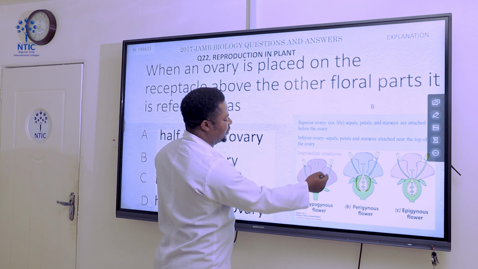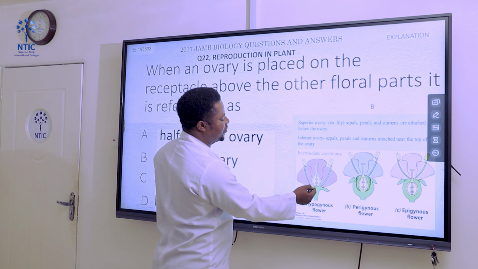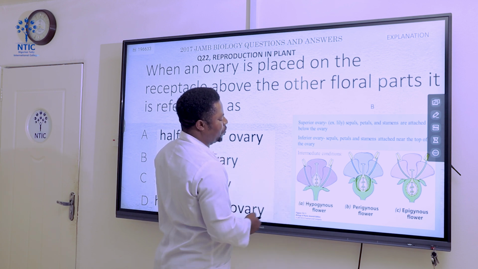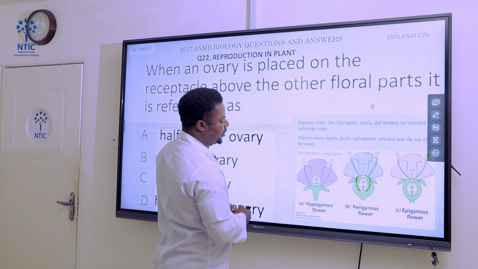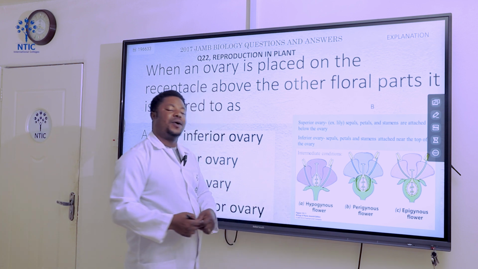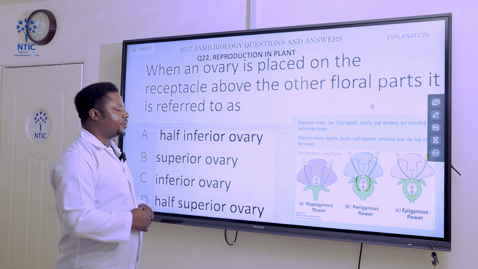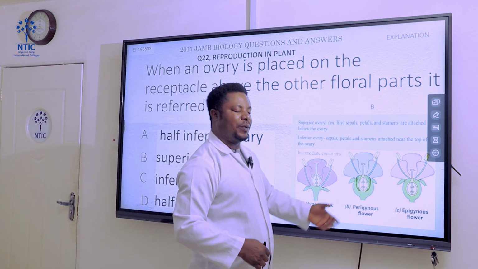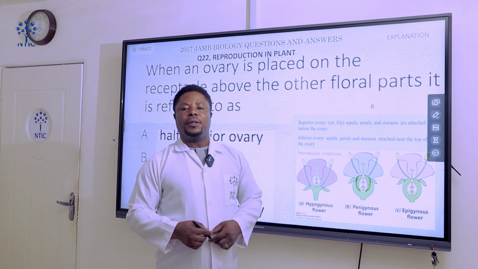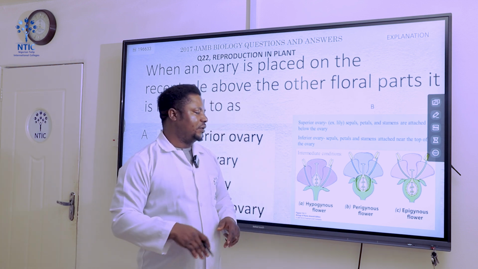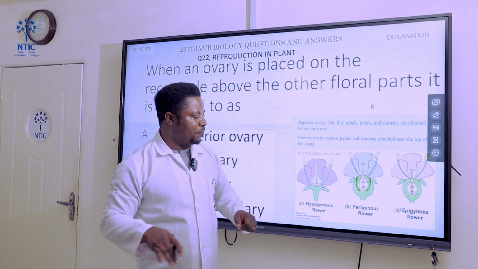Can you see the stamen here? The stamen is originating below the ovary. So this is superior ovary. And a flower with superior ovary is actually called hypogynous flower. Then we have perigynous flower. In this perigynous flower, both the ovary and the stamen are originating from the same plane.